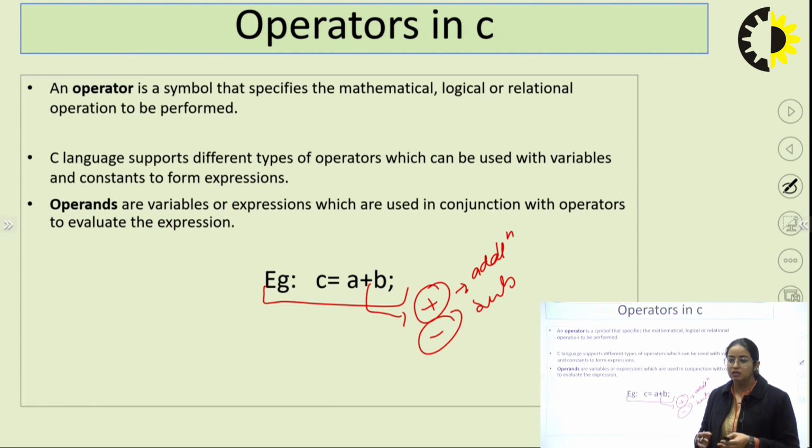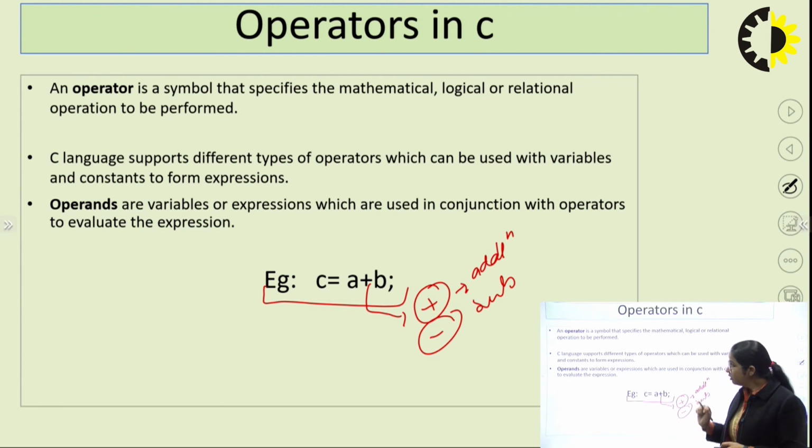Similarly, as we use arithmetic operators in mathematics, in C we use some more operators also. Why do we need these operators? For performing all the computation in C programming.